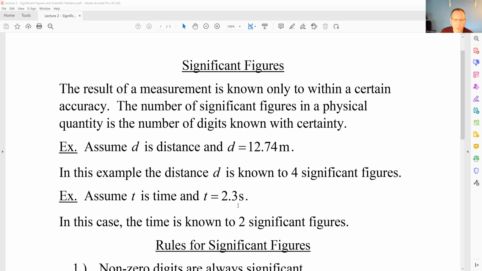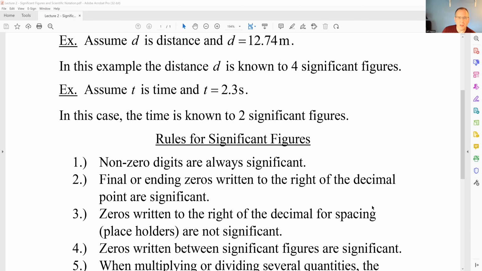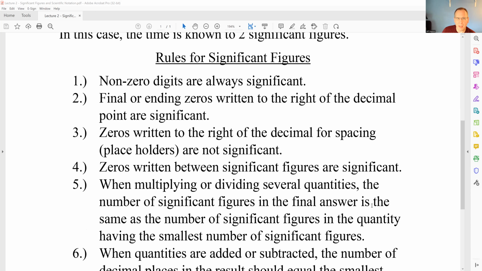Okay, so what are the various rules for significant figures? The first rule is that non-zero digits are always significant. So 1 through 9, those are always significant. The final or ending zeros written to the right of the decimal point are always significant. So if you have zeros written to the right of the decimal point, then they will be significant. Let me pause for a second here and give you a couple of examples on the iPad.